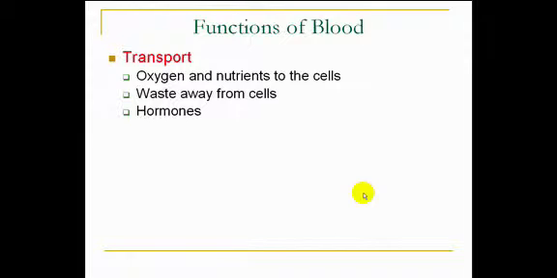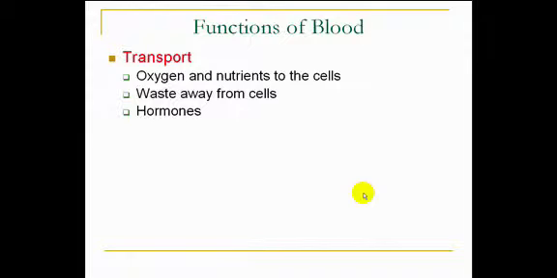And then the cells produce waste products during cell metabolism, such as carbon dioxide and nitrogenous waste, that the blood is going to carry away from the cells to organs that will get rid of this waste, such as the lungs, so that you can exhale the carbon dioxide, and the kidneys, which will excrete all your nitrogenous waste.